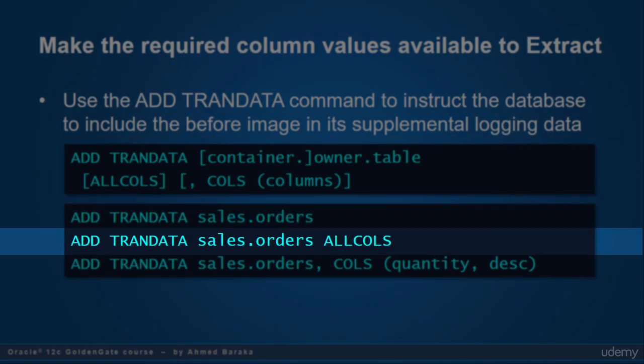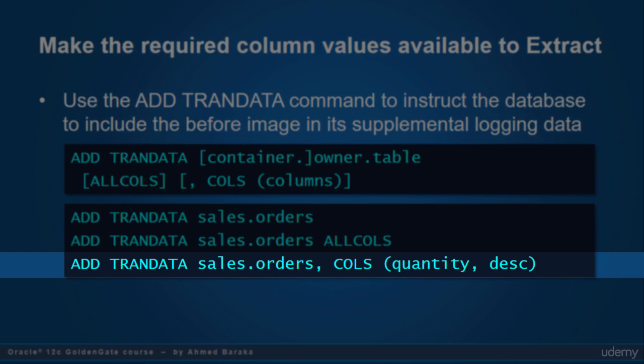The second example will include all the columns in the supplemental logging data. This is fair enough for CDR purposes, but sometimes you don't need to use all the columns in a table to detect conflicts, because it does make the trail files take up more disk space. The third example includes, beside the primary key and the foreign key values, the columns quantity and description. You typically do that when you want to use those columns to detect the conflicts. The other columns cannot be used for detecting conflicts because their values wouldn't be there in the supplemental logging data.